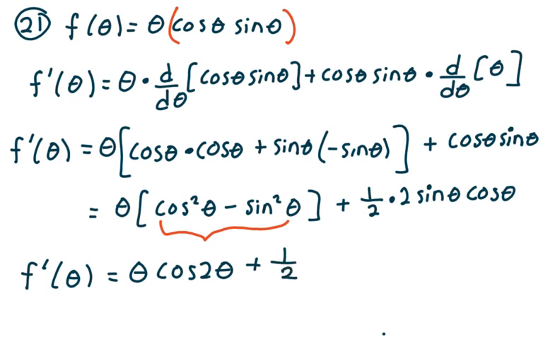Now, we should recognize that 2 sine theta cosine theta is equal to sine of 2 theta. So I'm going to write this as theta cosine 2 theta plus 1/2 sine 2 theta. And that's how we do 21.